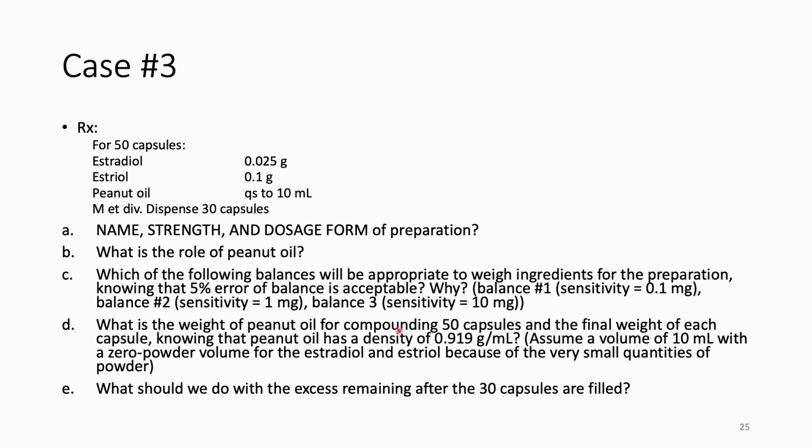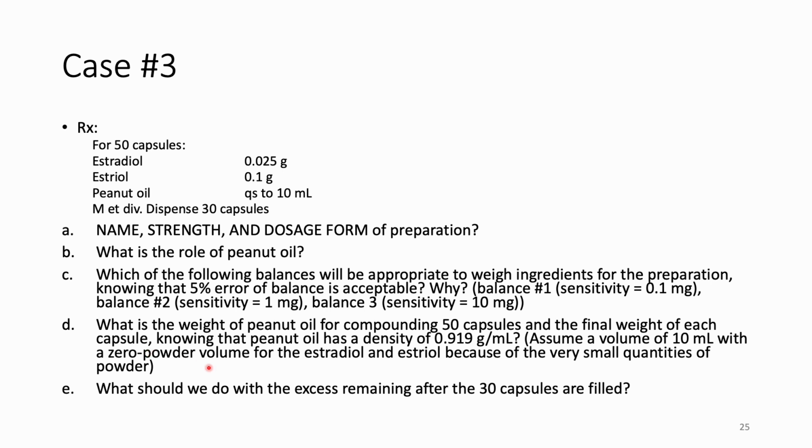Case number 3. You had a prescription. You are asked to write name, strength, and dosage form. So the name again is the API, the strength of each API, and the dosage form used here is capsule. What's the role of peanut oil? So here, what is peanut oil used for? And then question C. C is mostly about minimum weighable quantity. You need to determine the minimum weighable quantity of each balance, and then select the right option.